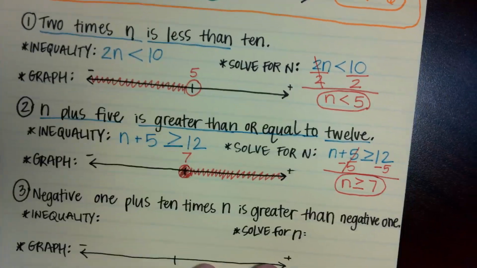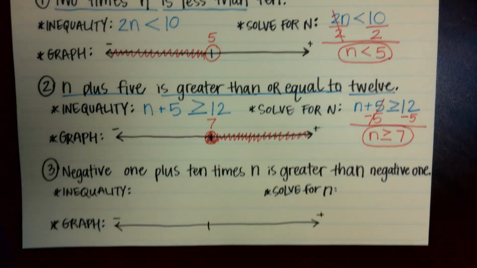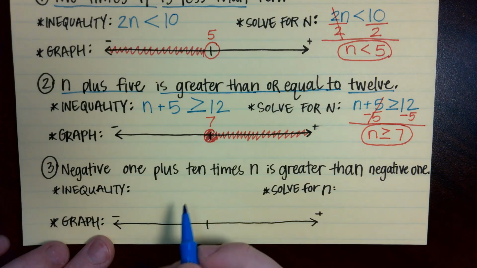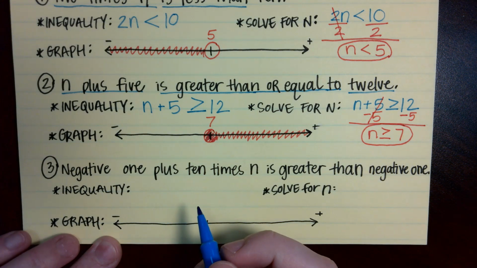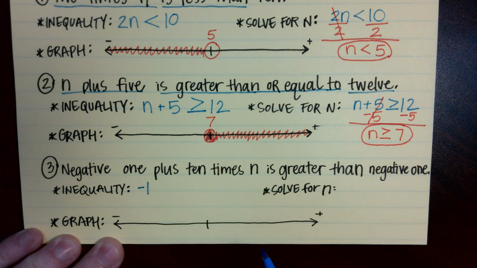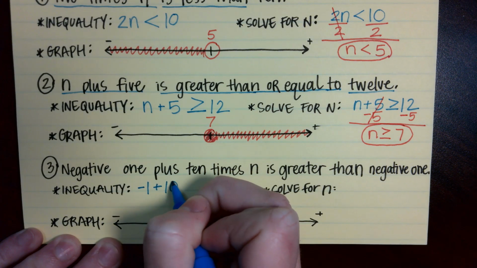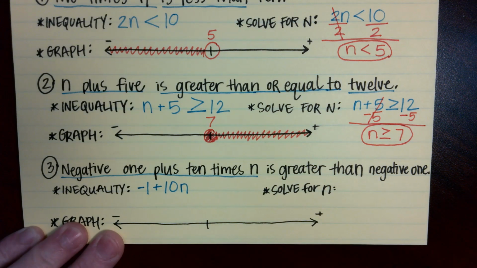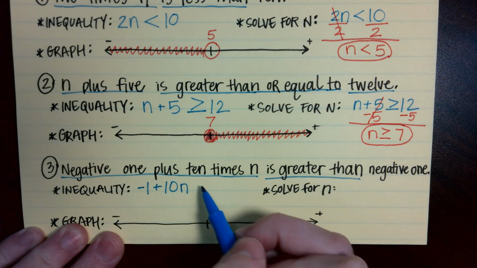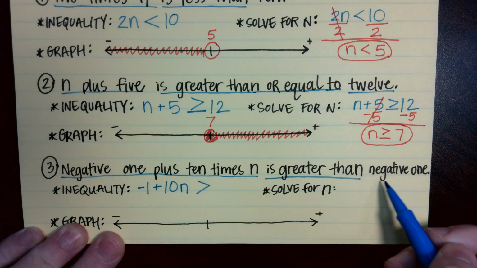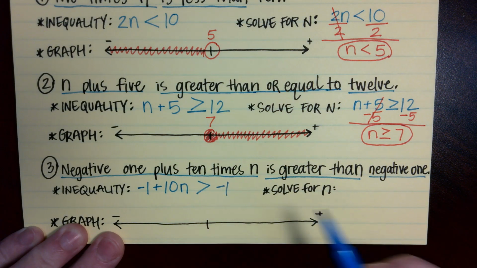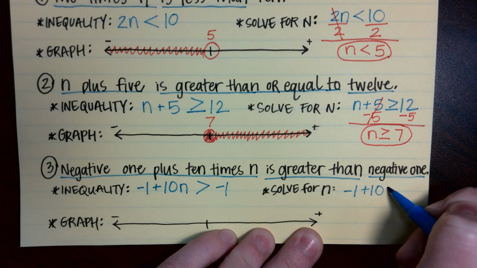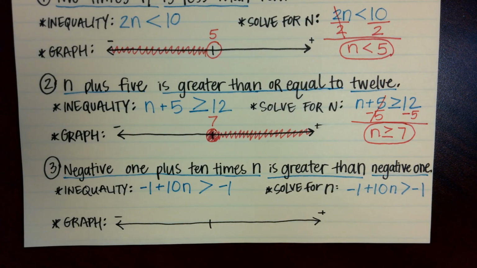Okay, guys, awesome. Let's look at 3. What'd you guys write for number 3? -1 plus 10n. Perfect. So there's the -1 plus 10 times n. Greater than. Is greater than -1. Awesome. Now this one was a little tricky to solve. But let's go ahead and do that together.